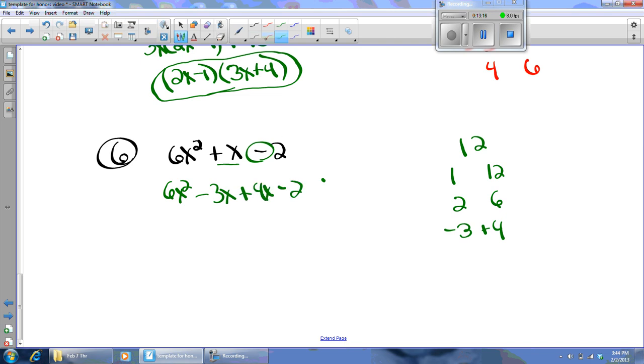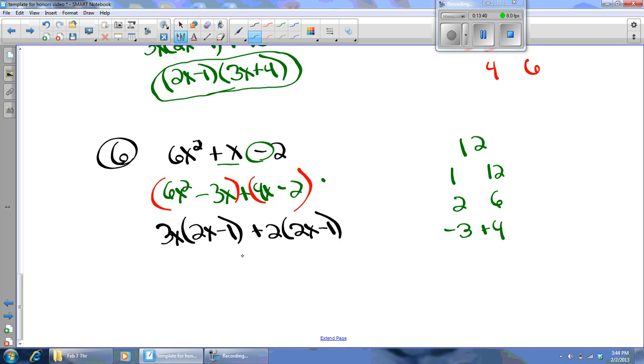I'm going to do my grouping thing. Group like this. Gonna pull out a 2x, 3x plus 2, minus, pull out a 1, get a 3x plus 2, and the 3x plus 2 is common. Gonna pull it out and get 2x minus 1, and there you go.